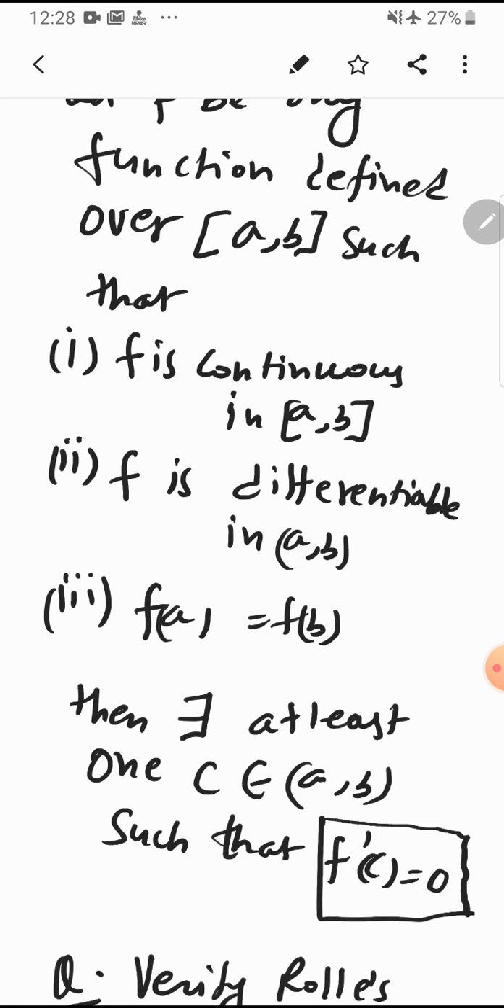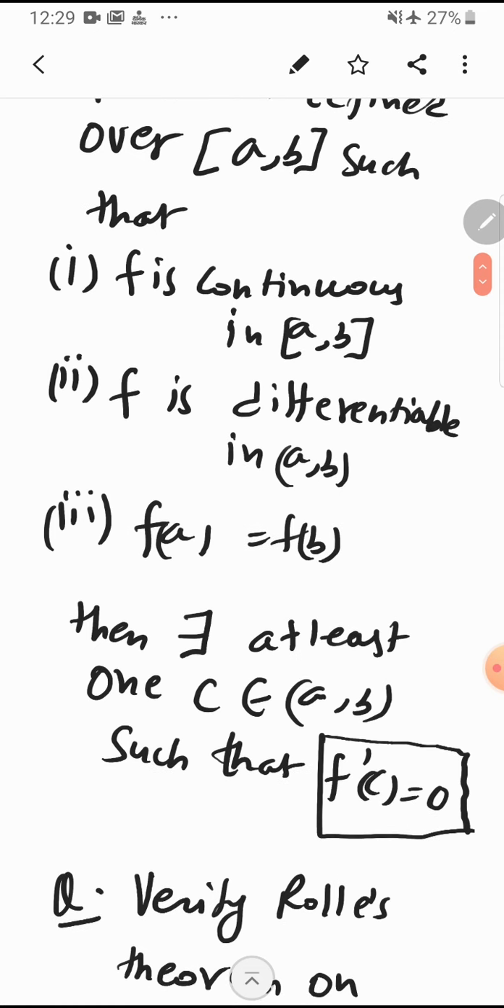If these conditions are satisfied, it means that Rolle's theorem is true for that function. That means we can apply Rolle's theorem on that function. If any one of these three conditions is not satisfied, then we will say Rolle's theorem can't be applied to that function and our problem finishes at that moment.